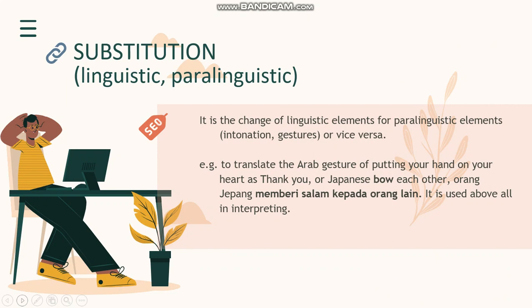Next is substitution, linguistic and paralinguistic. It is the change of linguistic elements for paralinguistic elements such as intonation or gesture, or vice versa. Example, to translate the Arab gesture of putting your hand on your heart as "thank you," or the Japanese bow to each other, it means that they are greeting each other, or orang Jepang memberi salam kepada orang lain. It is used above all in interpreting.